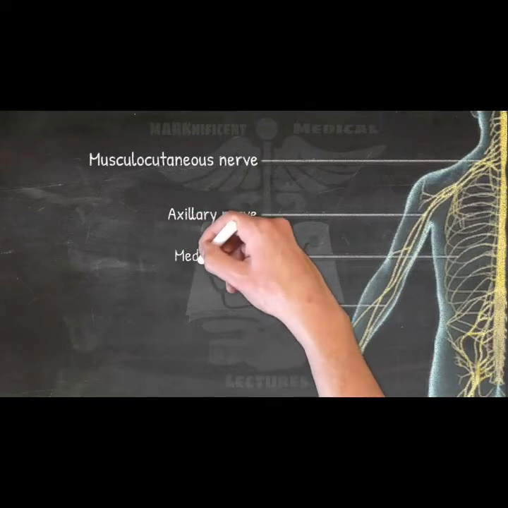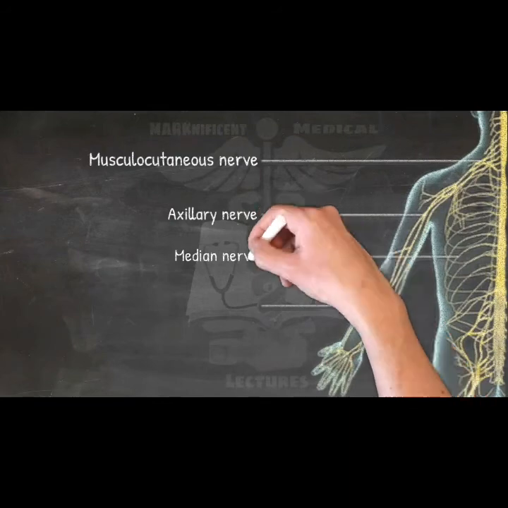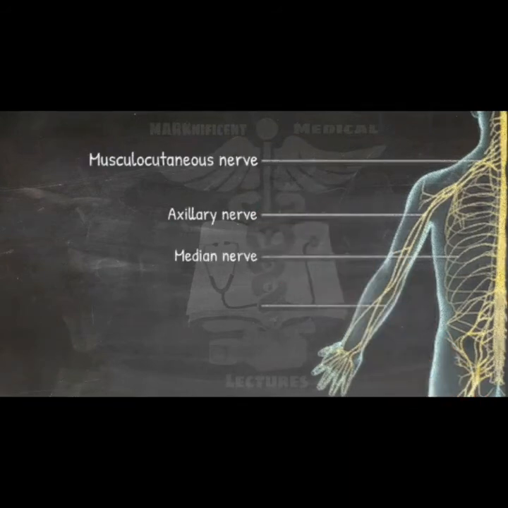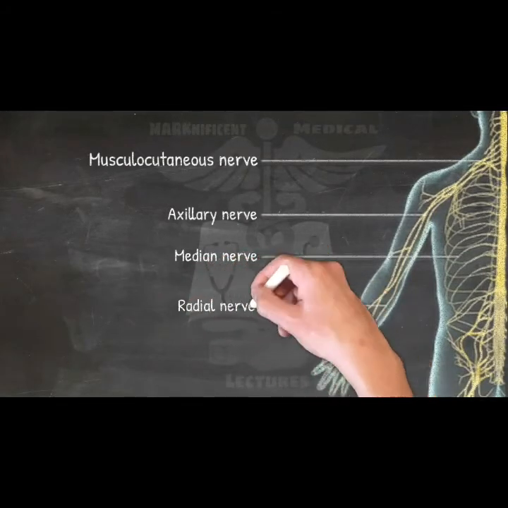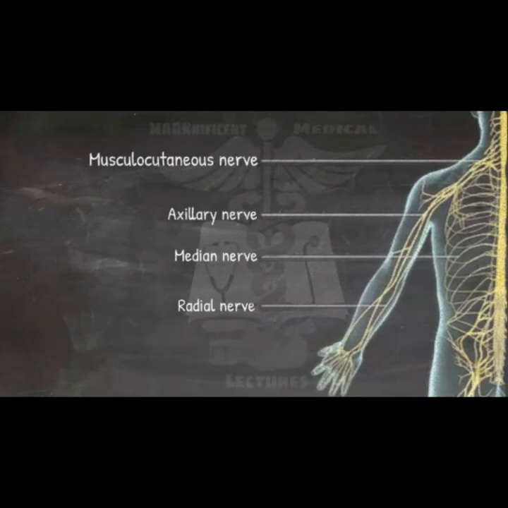The median nerve, which innervates the anterior compartment of the forearm, except for the flexor carpi ulnaris and medial half of the flexor digitorum profundus. This median nerve also supplies the thenar eminence, that is opponens pollicis, abductor pollicis brevis, flexor pollicis brevis, then the lateral lumbricals, and the skin of the lateral hand. The radial nerve, which innervates the posterior compartments of the arm and forearm, skin of the posterior arm, forearm and the dorsolateral part of the hand.